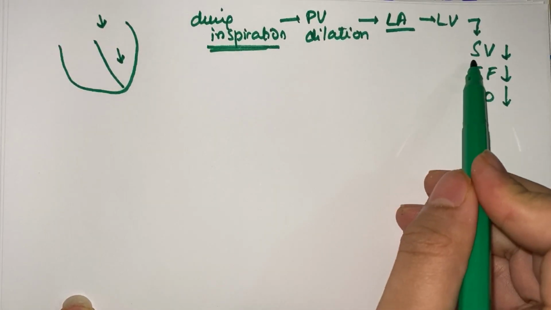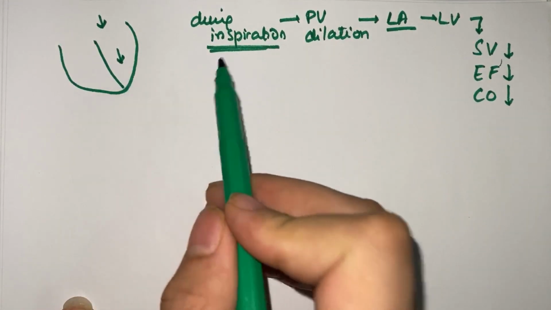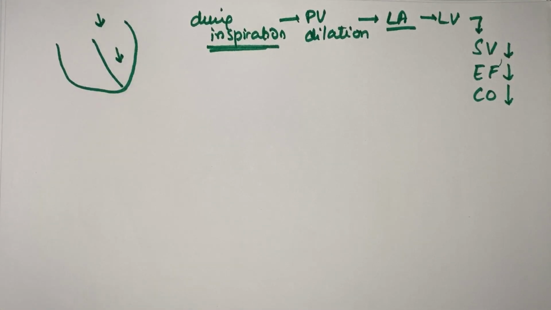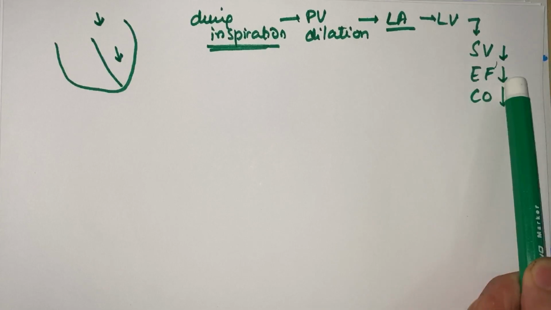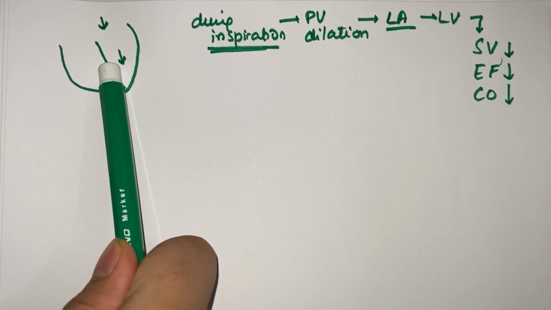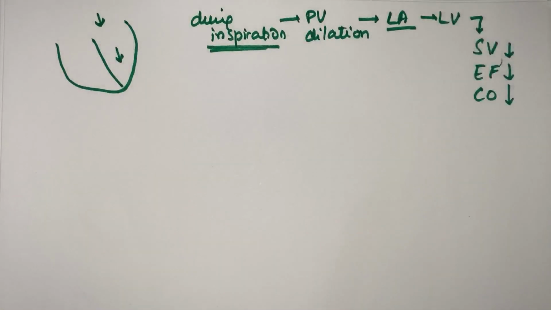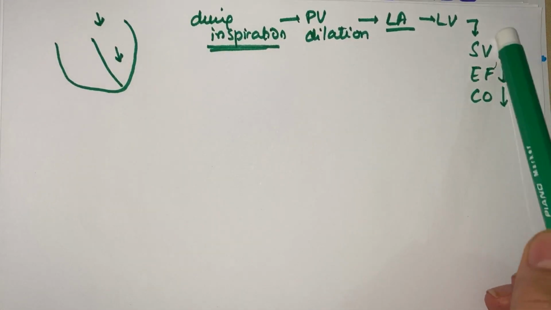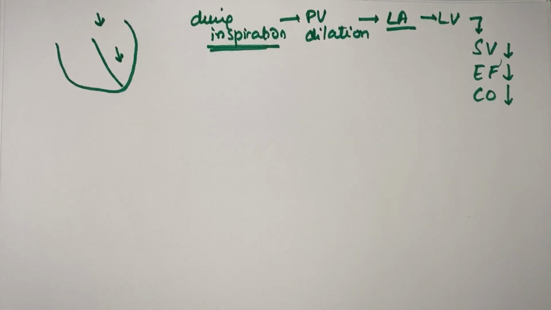Now, what is stroke volume? The amount of blood ejected by the left ventricle with each contraction, that is called stroke volume. Ejection fraction is the percentage of blood ejected by the left ventricle during each contraction. And when we multiply this stroke volume by the heart rate, it becomes the cardiac output, the amount of blood ejected by our left ventricle per minute, not per beat, per minute.